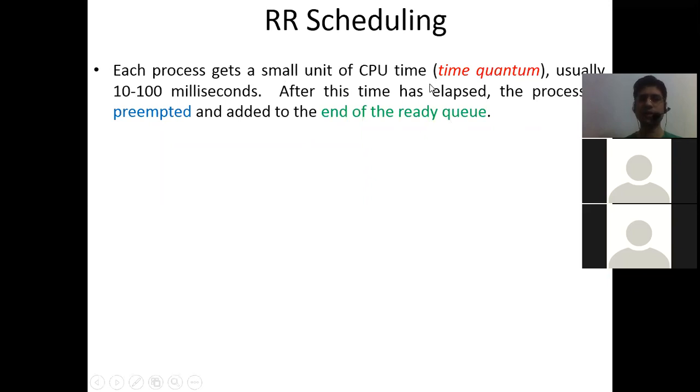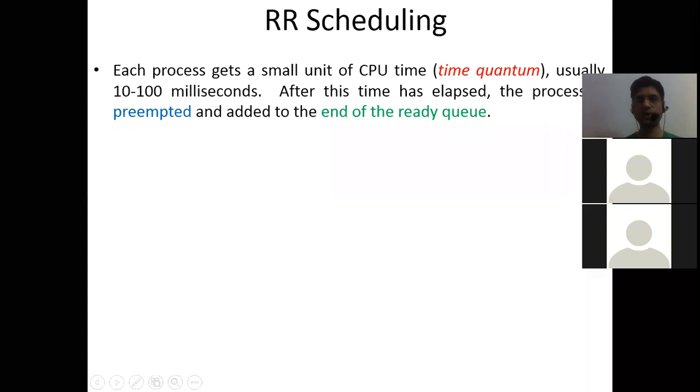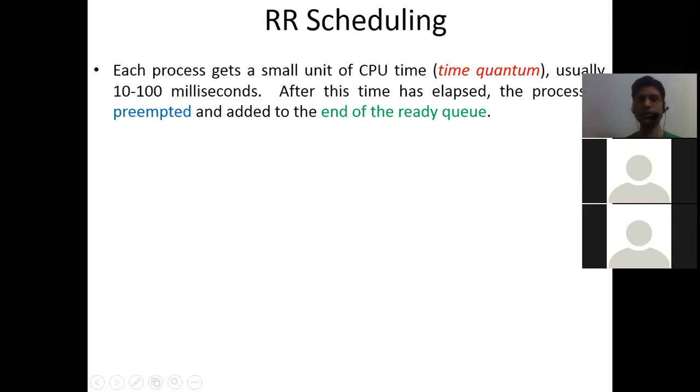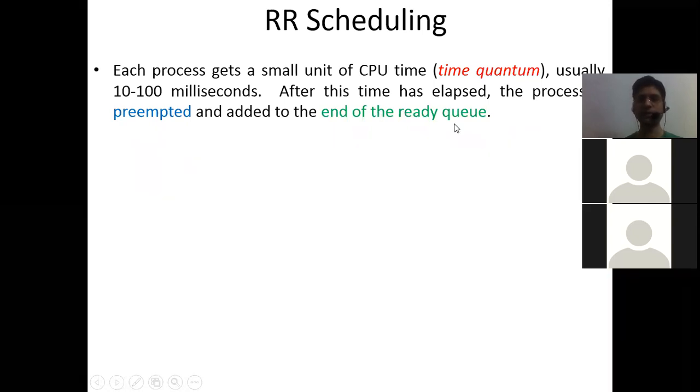So each process gets a small unit of CPU time, which is called time quantum, or time slot, usually 10 to 100 milliseconds, or whatever unit of time you are using for the CPU. After this time has elapsed, the process is preempted. Preempted means that the process has to pause and is sent to the end of the ready queue, and the rest of the processing will be done once all other members of the ready queue have had a fair chance to get to the CPU for execution.